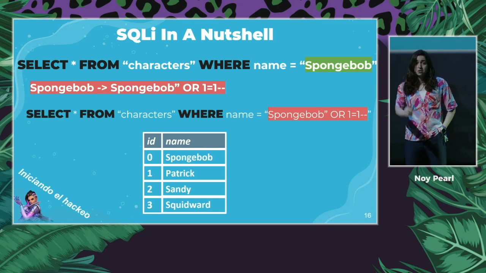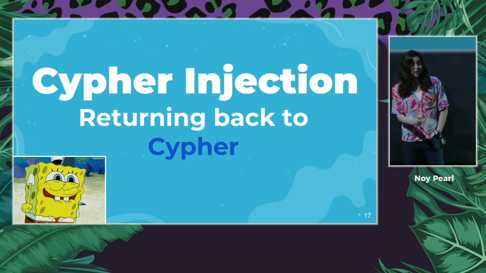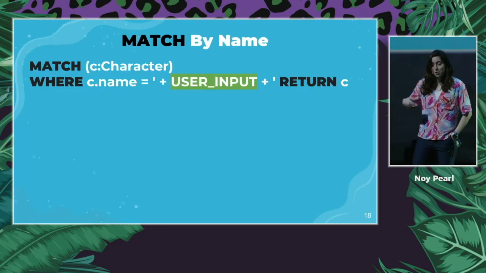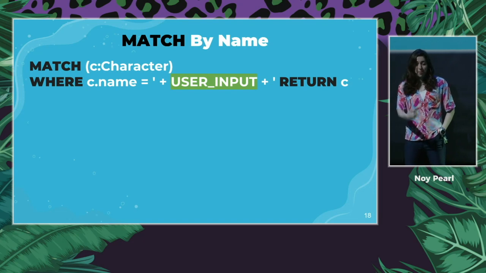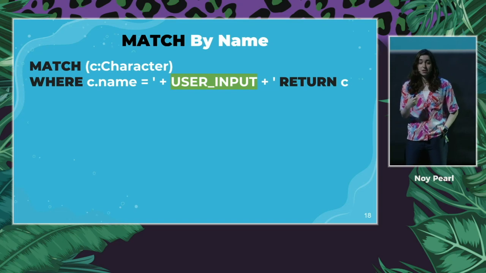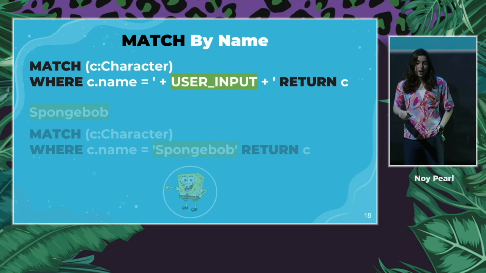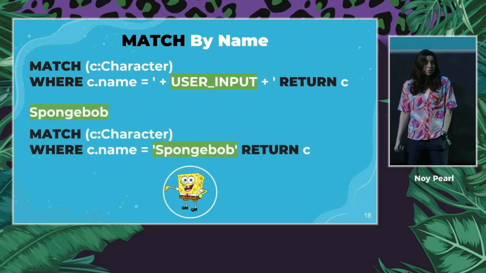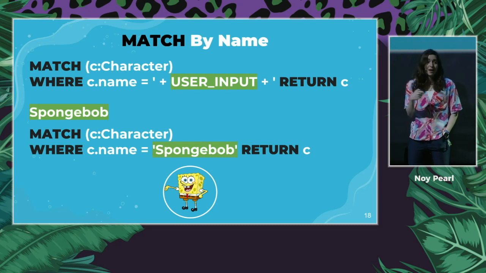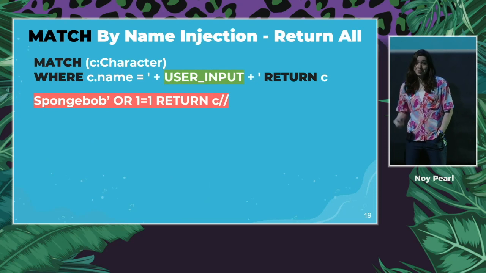And we're going to use this knowledge from this slide to actually inject into Cypher. OK, so let's get back into Cypher injection. We have a pretty similar query, but in Cypher. We want to get all the characters that have some specific name that we get from the user, so the name equals some user input. And in this case, a legitimate user just inputs the SpongeBob value. So we bring back the node that has the name SpongeBob. Pretty much boring. Let's go into the real interesting part.